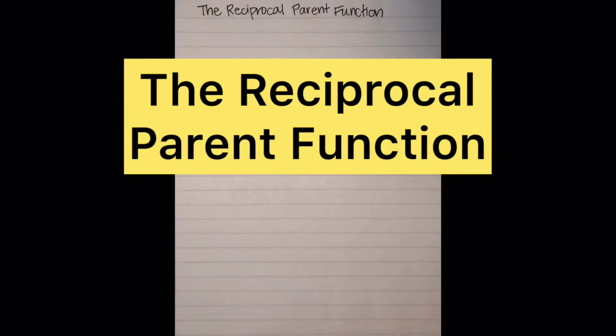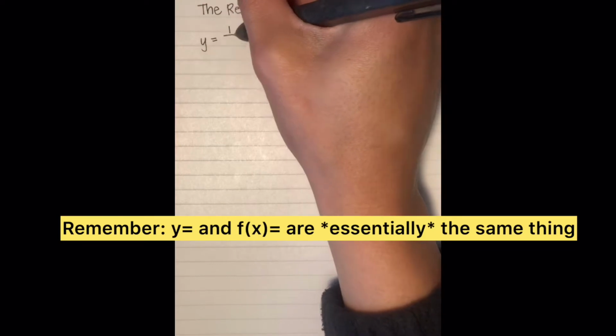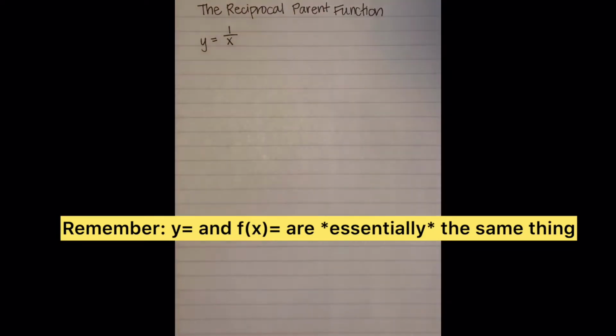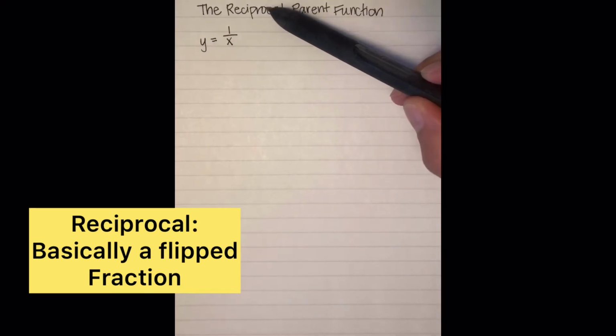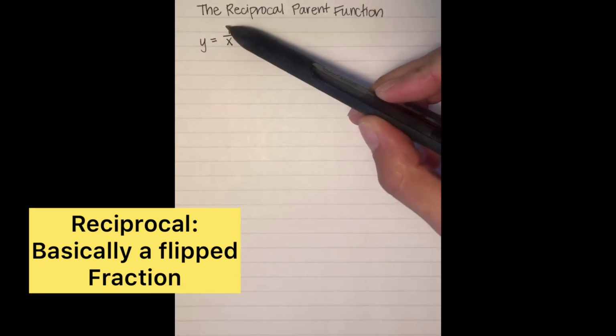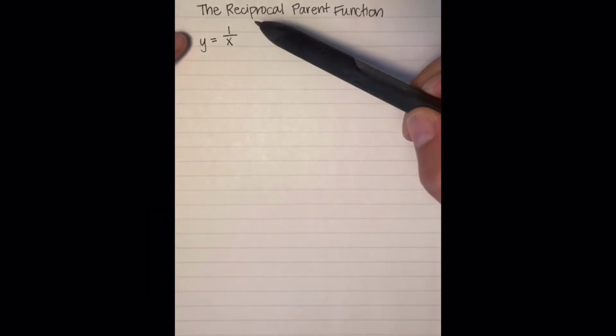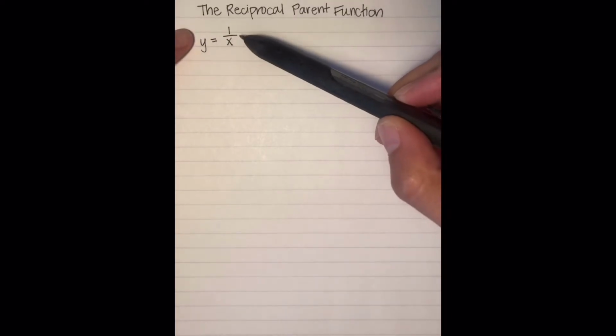Okay, today we are talking about the reciprocal parent function. The equation for this is y equals 1 over x. That's where the reciprocal part comes from, because reciprocal is a flipped fraction, so the reciprocal would mean x on the bottom. So this is the parent equation, the parent function equation.